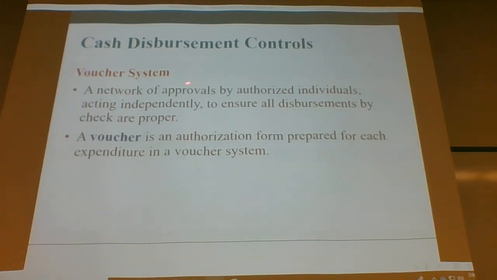And a voucher system, when you see the term voucher or voucher system in accounting, we're essentially referring to accounts payable. So it says a network of approvals by authorized individuals acting independently, very, very important, to ensure that all disbursements by check are proper. Make sure that this bill that we received in the mail is actually for something that we ordered, that we received.